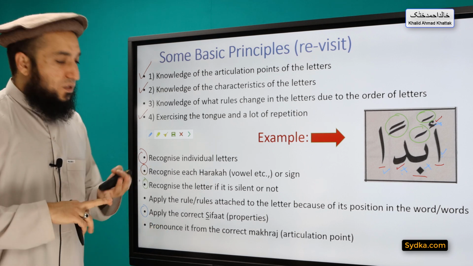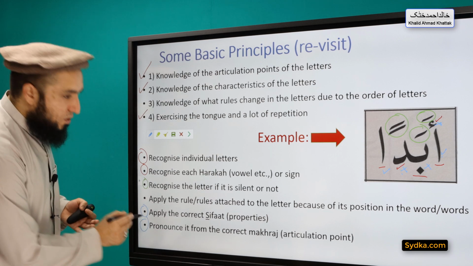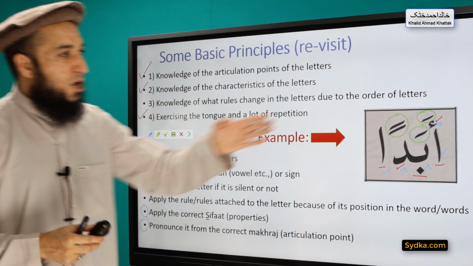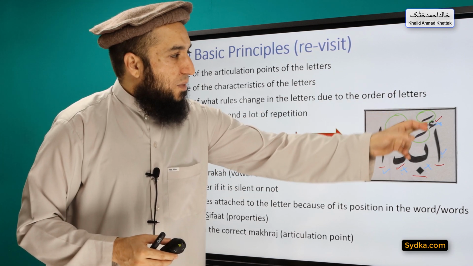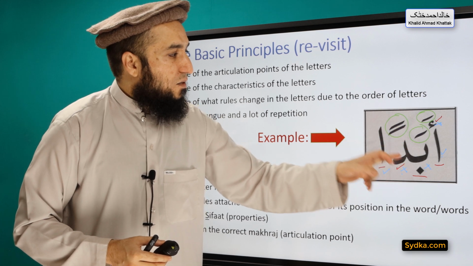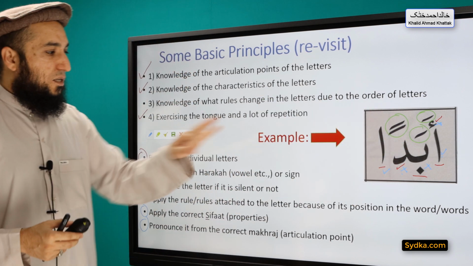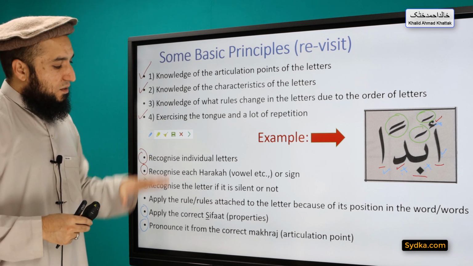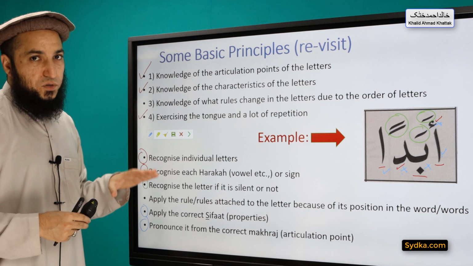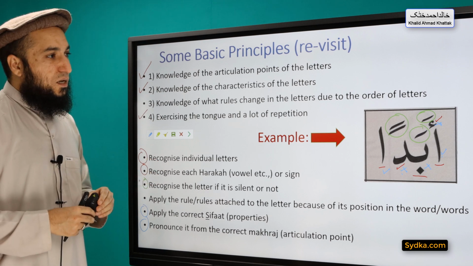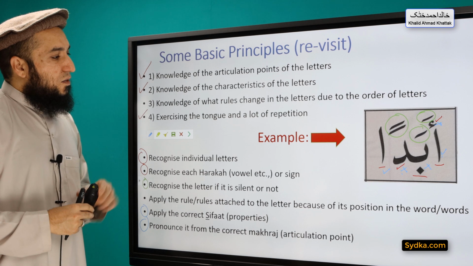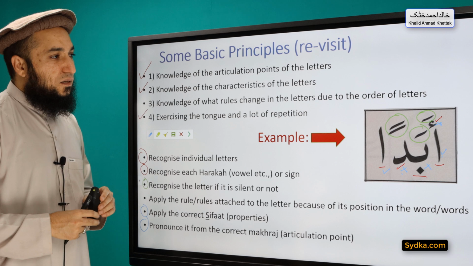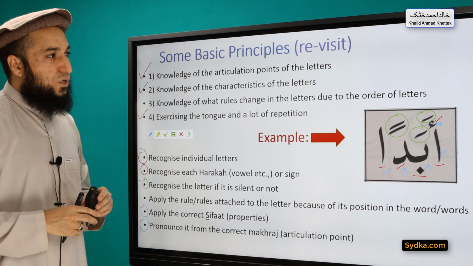The next one is pronouncing each letter from its correct makhraj, articulation point. And the other one we can add is we count how many syllables are there. For example, here is a, 1, ba, 2, then. So there are 3 syllables in this word. So if we manage to implement these steps correctly, then our reading and recitation will be very easy. These are not fixed rules, you can add or subtract to it. These are just general guidelines for recitation or reading the Arabic.